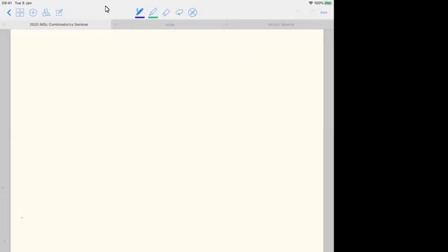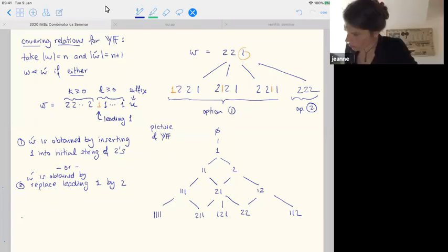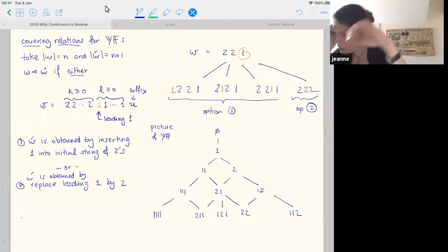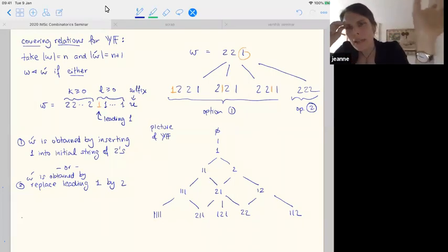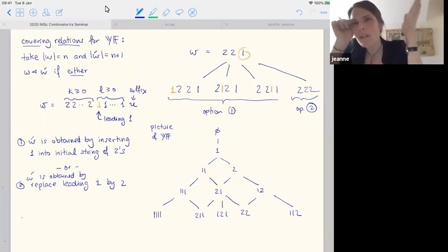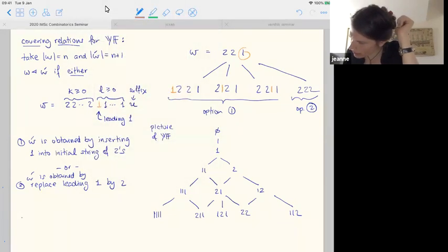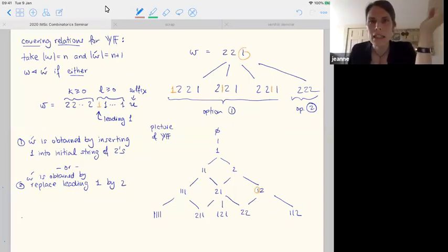In the diagram that you just drew, should there be an edge between 1-2 and 1-2-1? No, because we can only insert ones in an initial prefix of twos. In other words, any insertion of one has to happen before the leading one. And you see, in the case of 1-2, we have a leading one here. This is the leading one. So any insertion of a one would have to be to the left of that. And the only possibility would be to make 1-1-2.